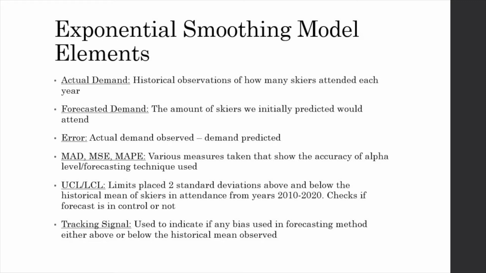Another element are the upper and lower control limits. These are the limits that are placed 2 standard deviations above and below the historical mean of skiers in attendance from the years 2010 to 2020. These limits check if the forecast is in control or not. And then a final element that we used was the tracking signal, which is used to indicate if any bias is used in our forecasting method, either above or below the historical mean we observed.